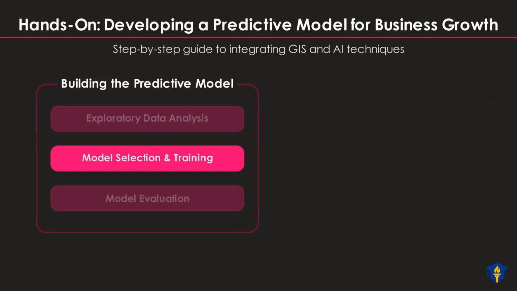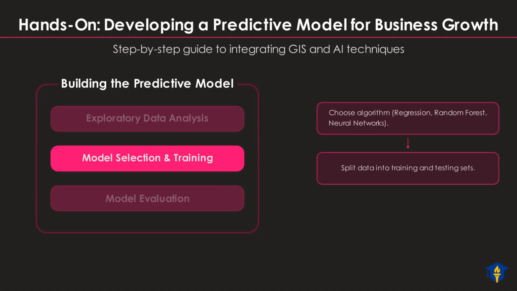Next, we move to model selection and the crucial training phase. Here, we choose an appropriate algorithm, like regression, random forest, or neural networks. We then split our prepared data into distinct training and testing sets. We train the chosen model using both spatial and non-spatial features for comprehensive learning.